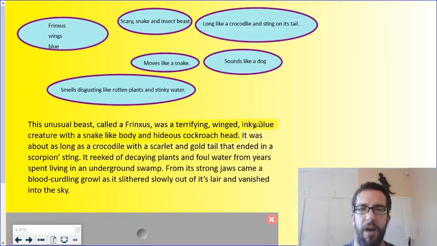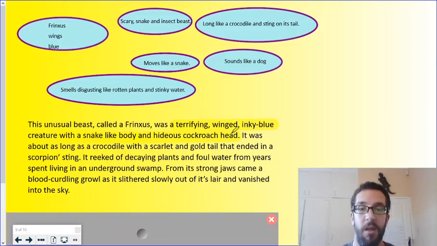So I've got terrifying, winged, inky blue creature with a snake-like body, because that's what I wanted to have there, snake. And I said insect, yeah. So the insect I chose was a cockroach, and I said this thing has got a hideous cockroach head. So it's got the snake-like body, but it's got the head of a cockroach. All right. Then I also said in my brainstorming that I wanted it to be long like a crocodile with a sting on its tail. So let's look at the sentence that I've written. And can you see, going back here very quickly, all of this here is just one whole sentence? It's one sentence. It's a really long sentence, but it's still just one sentence.